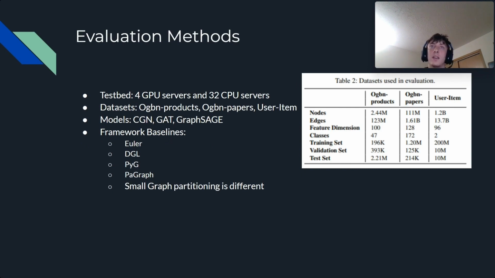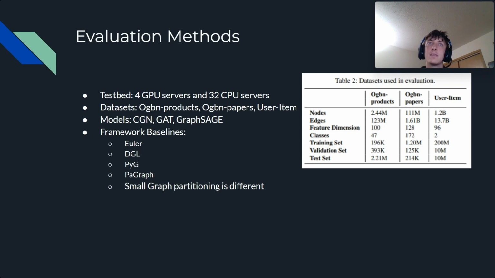Next, we move on to the evaluations that were taken by the researchers to ensure the productivity of their BGL system. First, we will look at the methods taken during evaluation and the resources used during evaluation. The researchers used a testbed of 4 GPU servers and 32 CPU servers. Each GPU server has 8 Tesla GPUs and 356 gigabytes of memory. Each of the CPU servers has 96 CPU cores, and 480 gigabytes of memory. All servers are connected using 100 gigabytes per second Mellanox NIC.